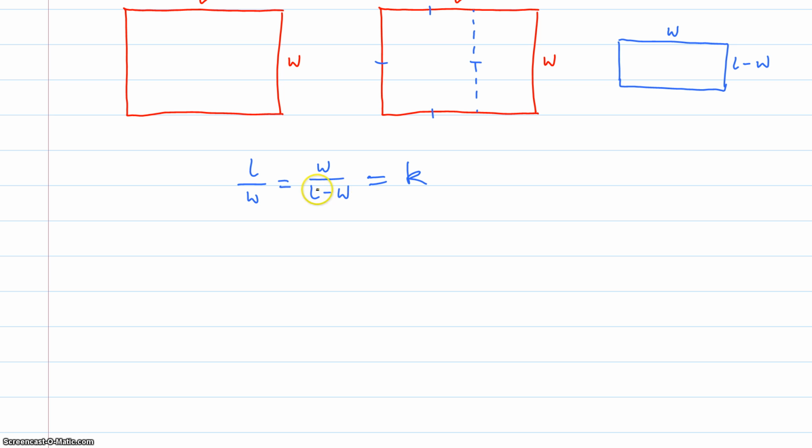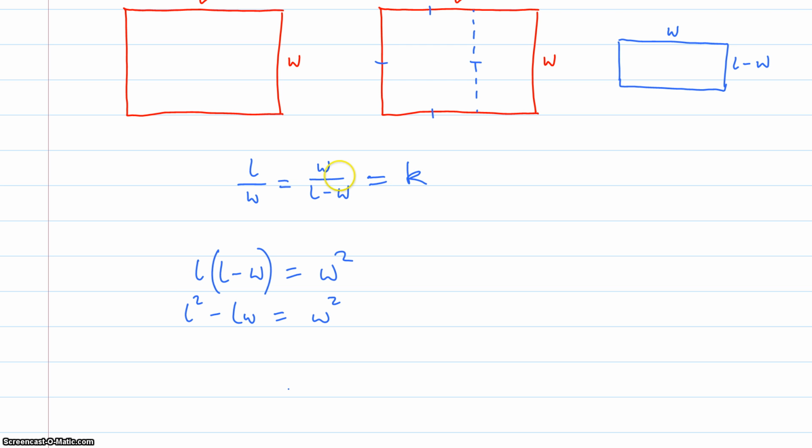I don't like fractions, so I'm going to multiply both sides by the bottoms here. So I'm going to get L times L minus W, and I'm going to get W squared. Then I'm just going to expand this over here. So I'm going to get L squared minus LW equals W squared. Now I'm going to somehow eliminate this L, because I don't like having two different variables in there.